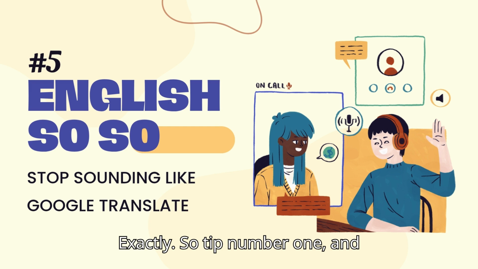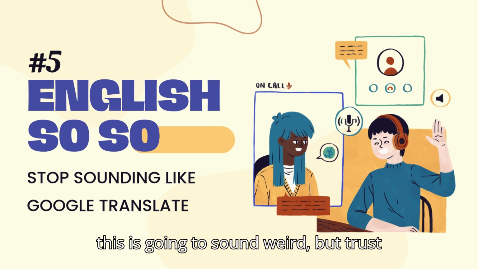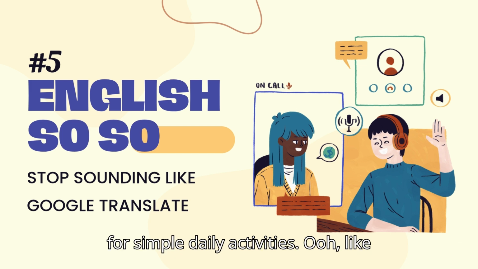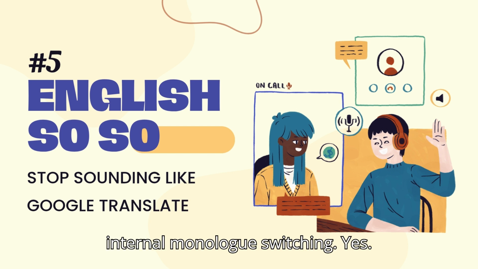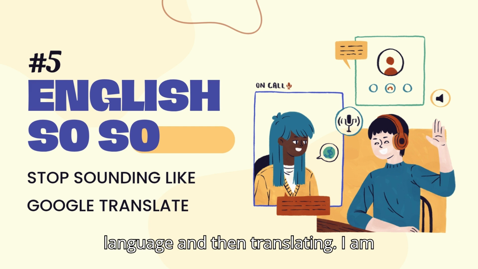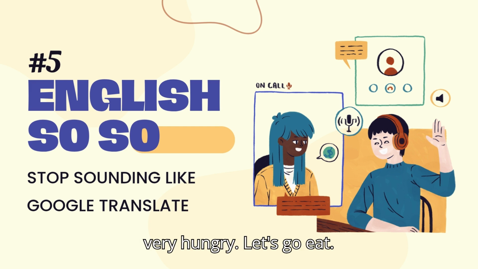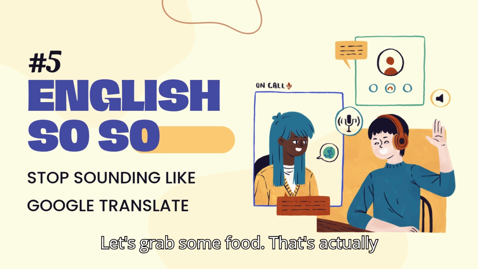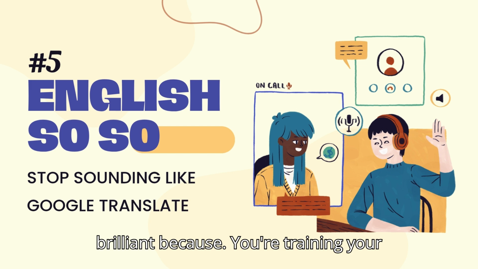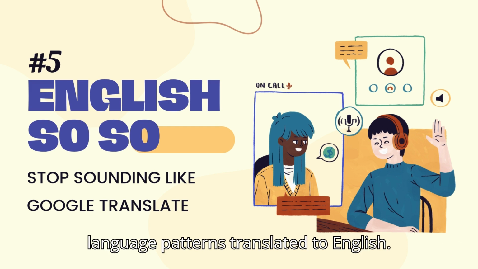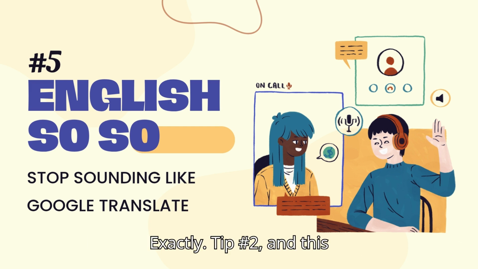Exactly. So, tip number one, and this is going to sound weird, but trust the process. Start thinking in English for simple daily activities. Ooh, like internal monologue switching? Yes. Instead of thinking in your native language and then translating, "I am very hungry, let's go eat," try to think directly, "I'm starving, let's grab some food." That's actually brilliant because you're training your brain to form thoughts in English patterns from the start, not native language patterns translated to English. Exactly.